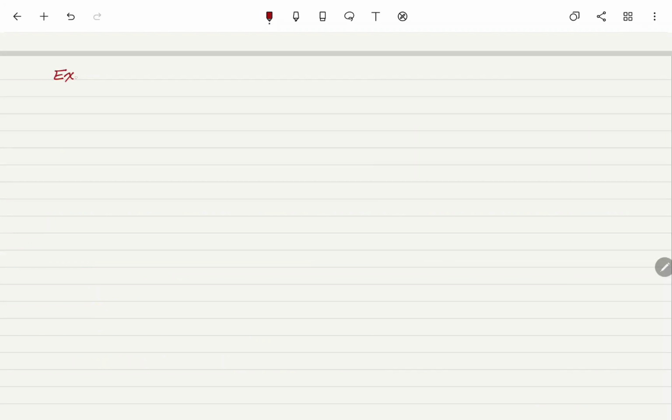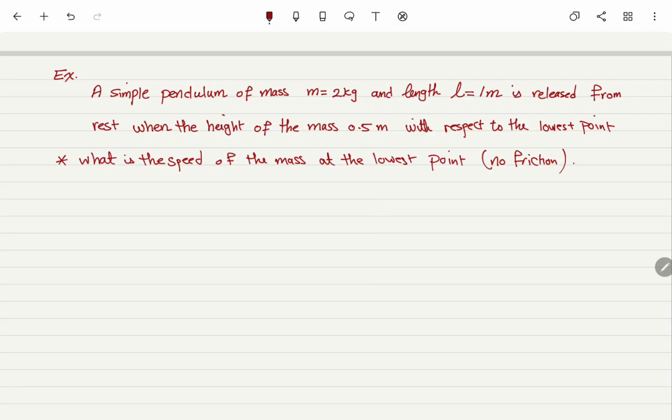Example: a simple pendulum of mass 2 kilograms and length 1 meter is released from rest when the height of the mass is 0.5 meters with respect to the lowest point. What is the speed of the mass at the lowest point, assuming no friction? To solve this one, let's just have a quick diagram here. So we have a simple pendulum, the mass m equal to 2 kilograms, and the length of this rope L equal to 1 meter.